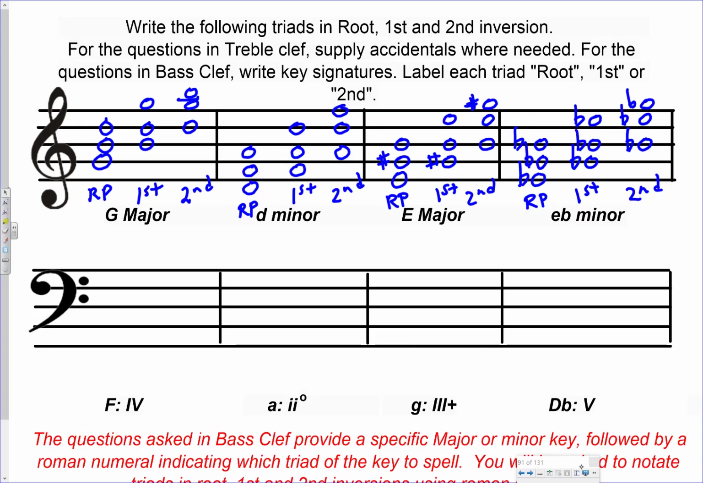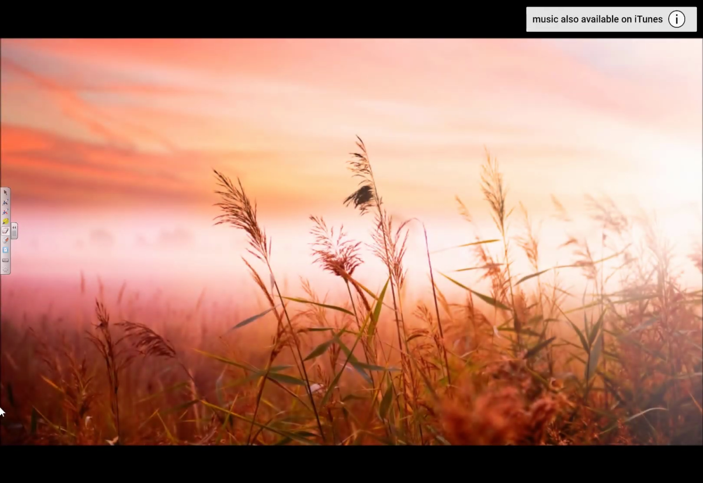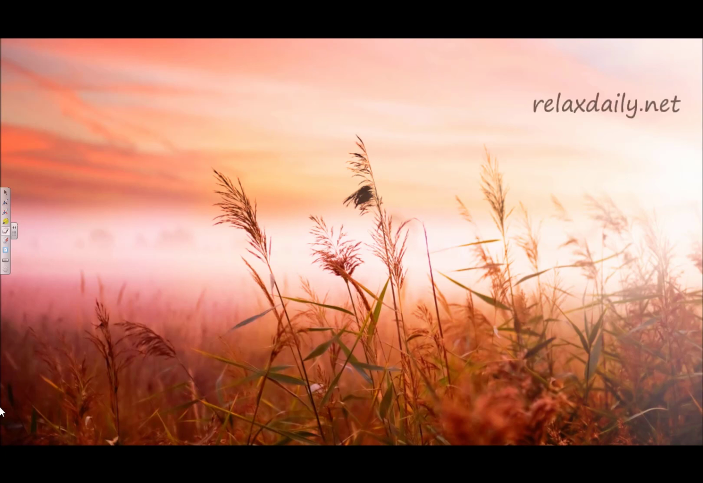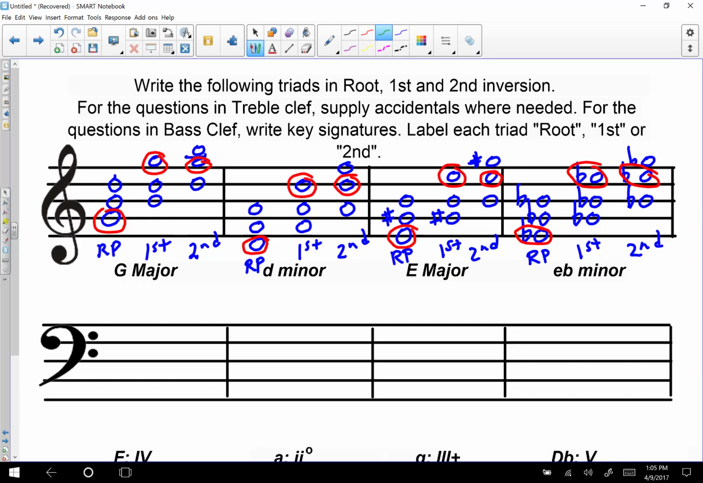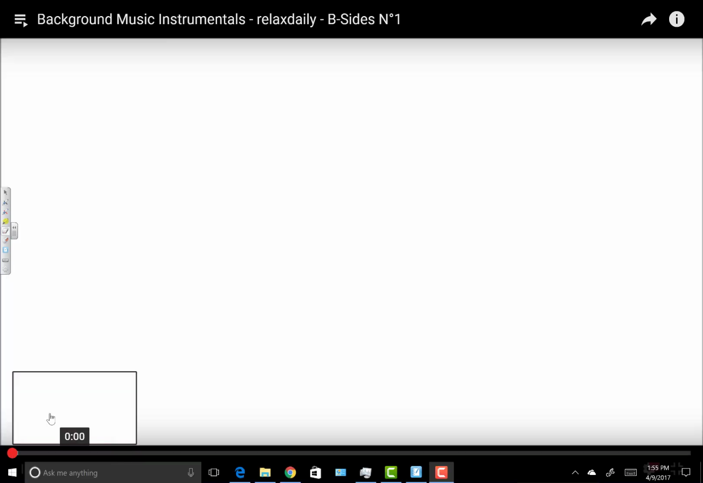If you are finished, please go back and circle the root in every triad you just built. If you are finished with that, please go back and label each note you drew as R for root, 3 for third, and 5 for fifth of each triad.